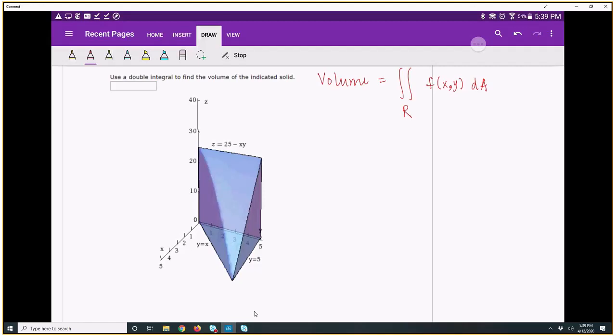We want to change this in terms of an iterated integral. So from the picture, I can see that the function of x and y is going to be z equals 25 minus xy. And I'm integrating over this region in the xy plane. So I'm going to set up an integral.